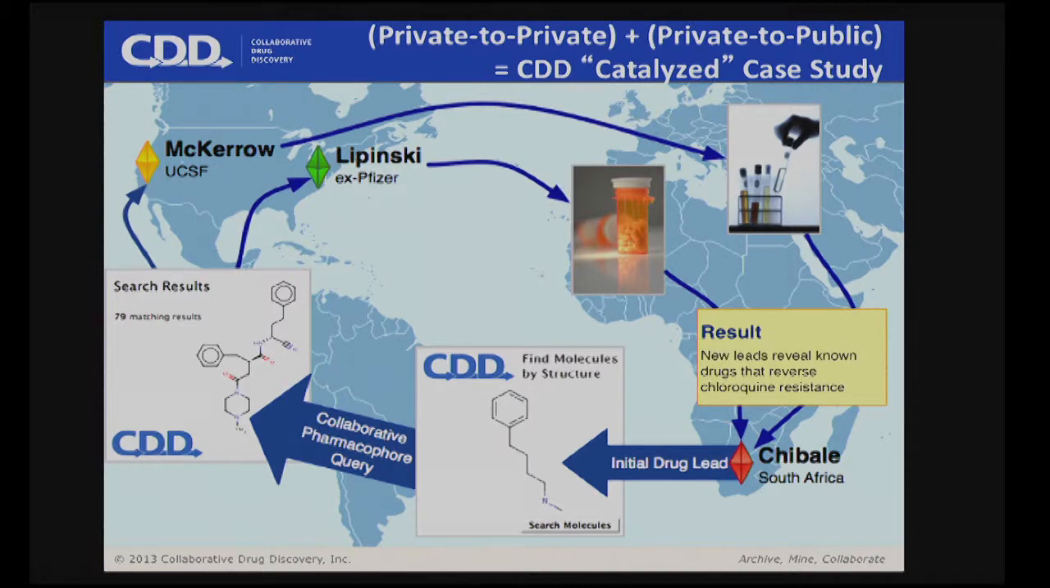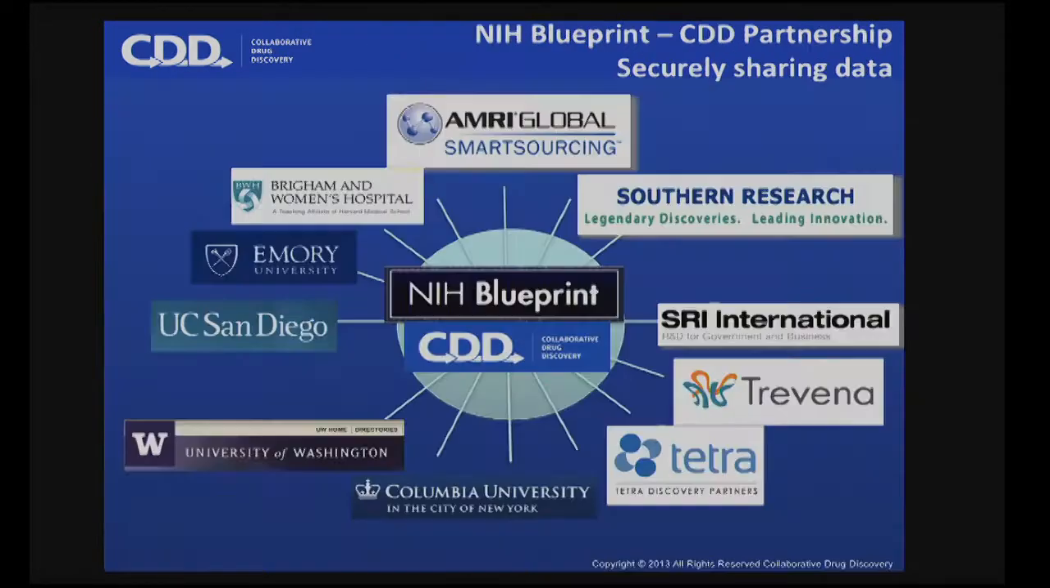This is one of our early success stories. This was work done by Jim McCarrow up at UCSF, working with Kelly Chibali in South Africa. They were able to find a compound that reversed chloroquine resistance in malaria. This is a more recent collaboration, the NIH Blueprint Neurotherapeutics. They're working with many academic entities as well as private contractors, with very sensitive intellectual property, and handling it through our system.